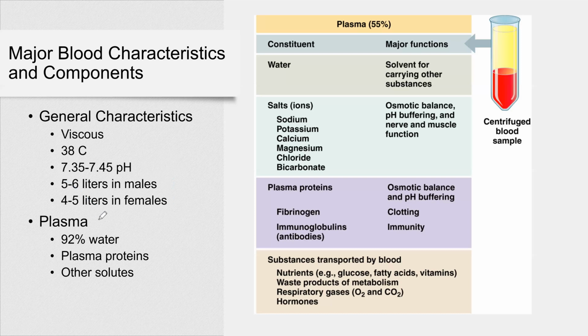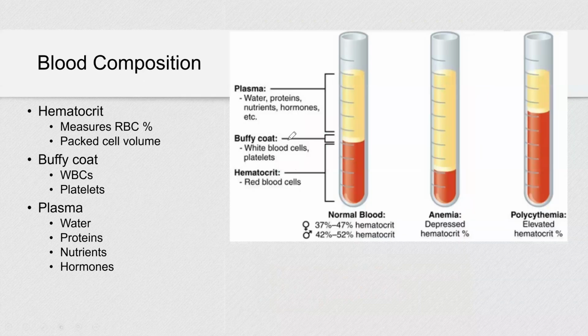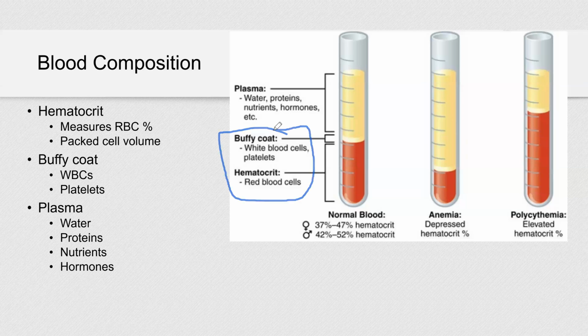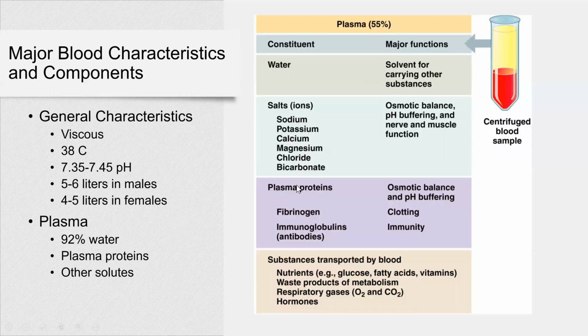We already mentioned that your blood is made of plasma and what we call formed elements. Formed elements include these two structures, the buffy coat and hematocrit. Those are formed elements. Now, plasma is 55% of your blood. So it says right here, it's a little bit more than half. But plasma itself is 92% water, and it has plasma proteins and other solutes.